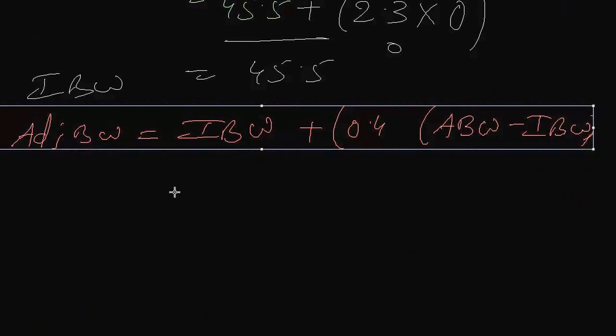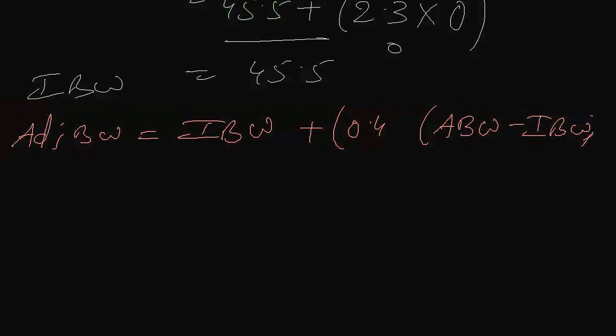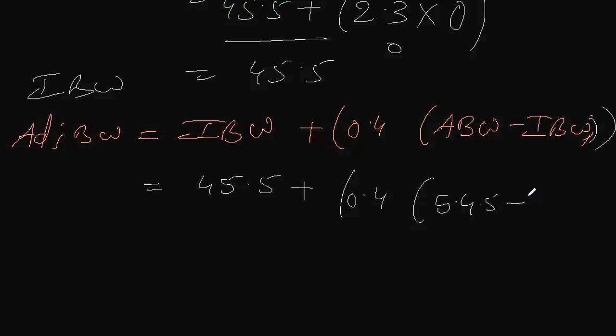What if we have to calculate the adjusted body weight? Let's take a look at that. We have the ideal body weight of the patient, that is 45.5, plus 0.4 times the actual body weight, which we have as 54.4 kilograms, everything in kilograms, by the way, minus the ideal body weight, which you're aware is 45.5. If you solve this, the adjusted body weight of this particular patient is 49.11. All right, that is it.